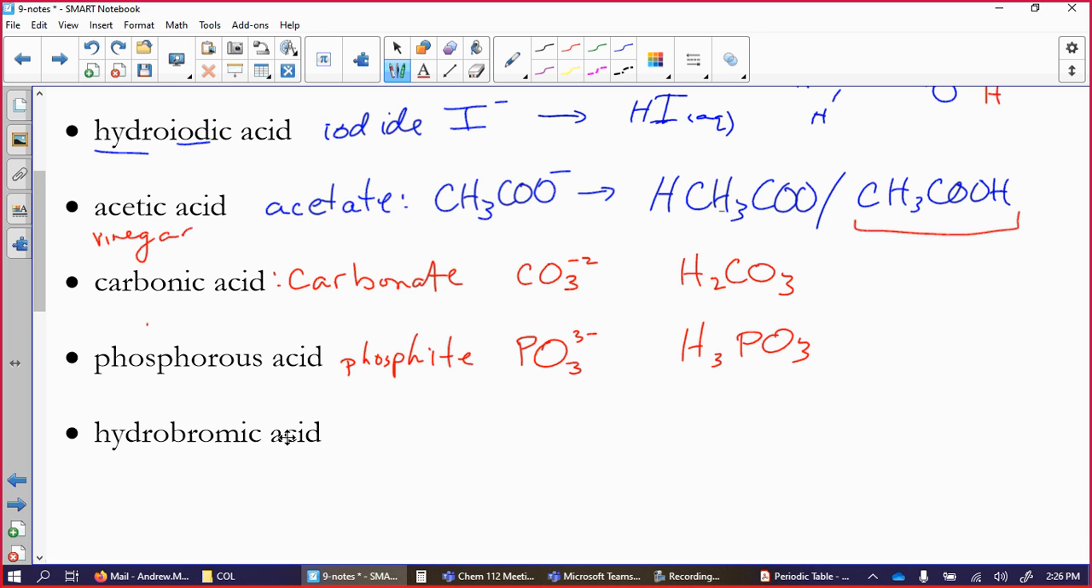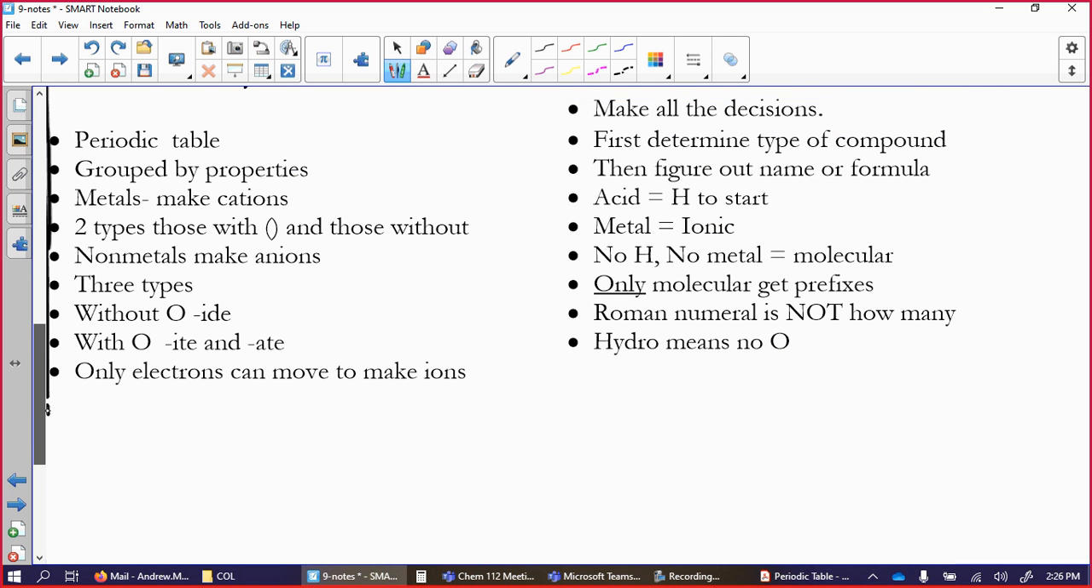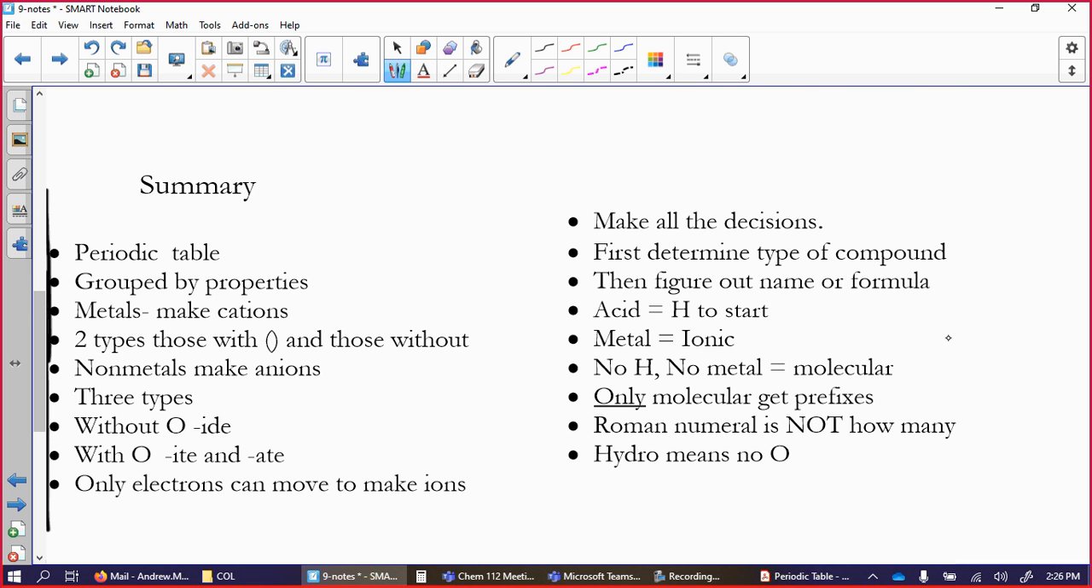Hydrobromic. Hydro means, and ic means it comes from bromide. Well, if it's bromide, we go to the periodic table and find out that's Br minus 1. So that's HBr. That's naming acids in a nutshell. This stuff at the bottom is general, like the whole thing that we've done.